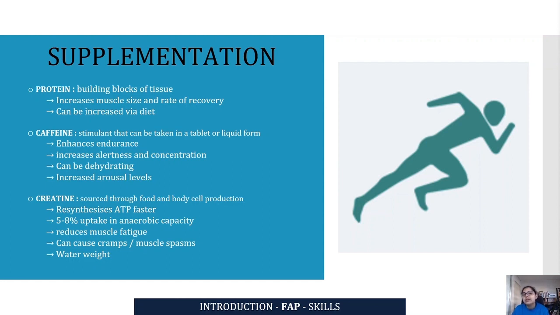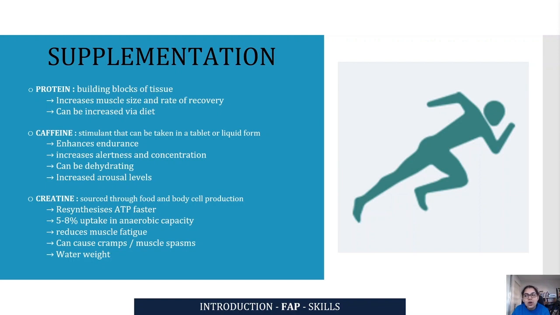And finally, creatine. Now, creatine is one that usually pops up a lot, especially when we are talking about sprinters and stuff. So they may choose to take creatine supplementation, but creatine is, again, sourced through food and body cell production. It resynthesizes ATP faster. There's a 5 to 8% uptake in the anaerobic capacity. It reduces muscle fatigue. It can cause cramps and muscle spasms, and it can also lead to water weight as well.